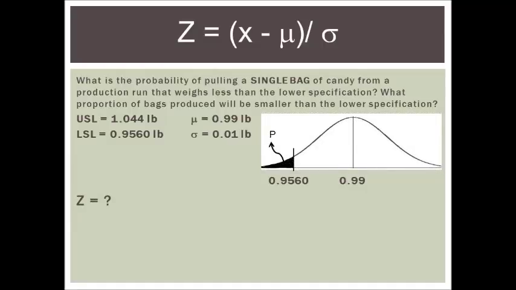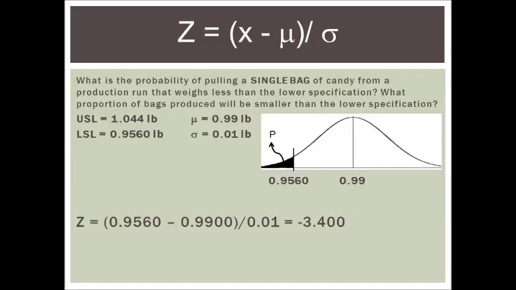All right, you should have shaded the little tail down here, which is less than the lower specification. That little shaded area represents the probability that we're going to be calculating. So now we can actually start doing some of the math. I want you to calculate z. You've got all the variables, just plug them into the formula and get a number for z. You should have gotten negative 3.4.